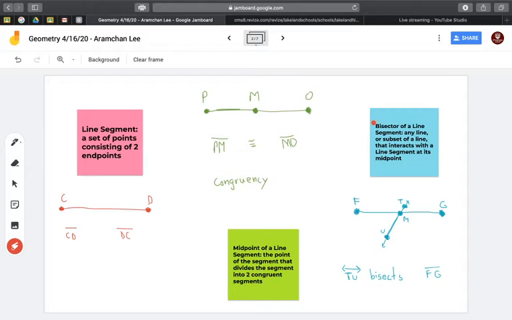A bisector of a line segment is any line or subset of a line that intersects the line segment at its midpoint. So say we have segment FG and its midpoint is point M. Line TU here intersects point M, which is the midpoint of segment FG. So we can say that line TU bisects segment FG.